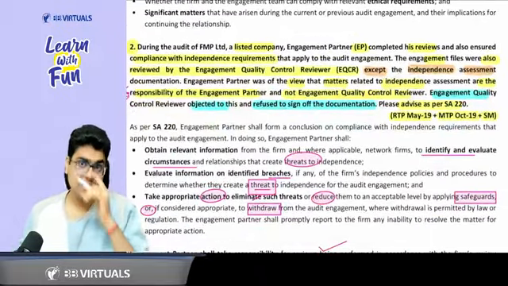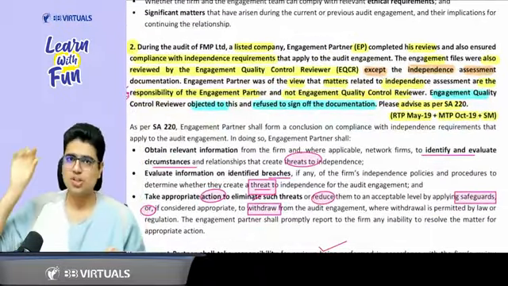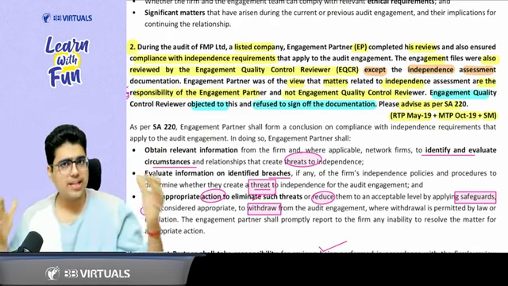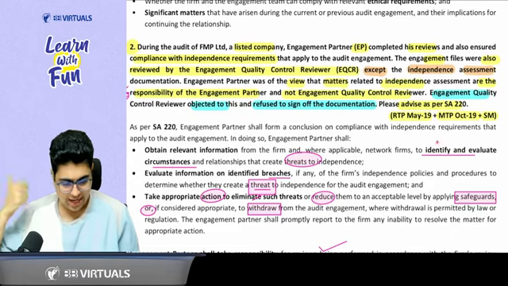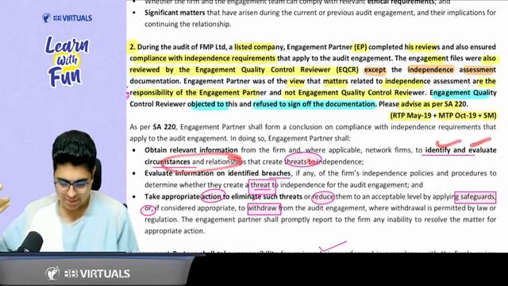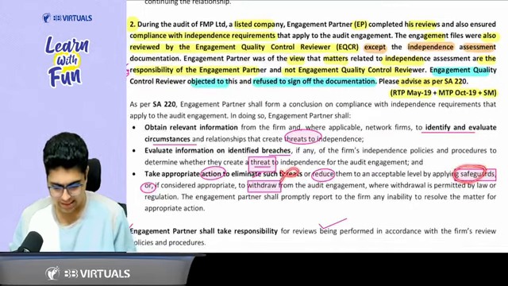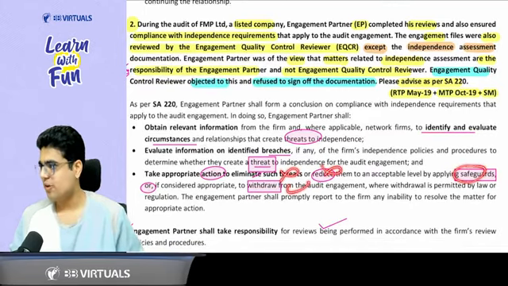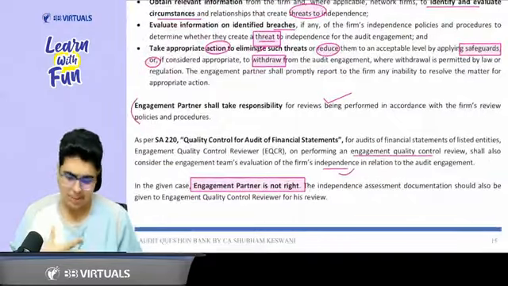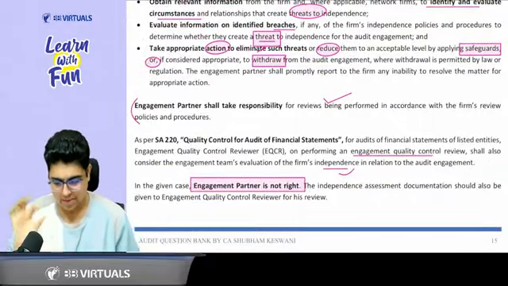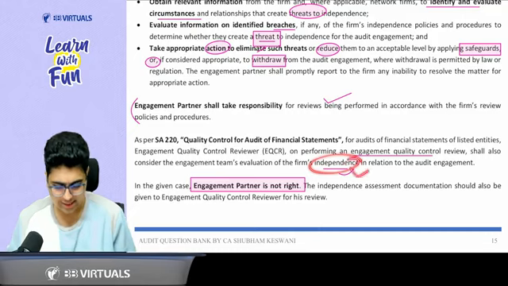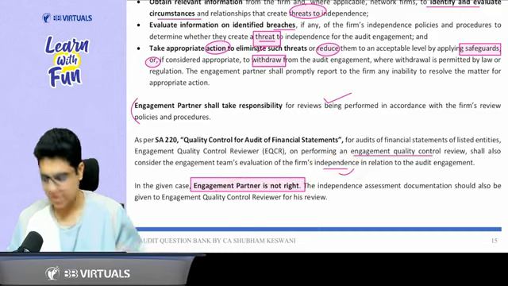So how do you start the answer? You will talk about the independence policy, which talks about threats and safeguards. So communicate the independence requirement. Identify and evaluate circumstances and relationships which create threat, breaches which create threat, then actions, that is the safeguard, to eliminate the threat, reduce them, or withdraw from the engagement. Then you will say the engagement partner will take the responsibility of EQCR, and EQCR is required to consider the independence. So the engagement partner is not right.